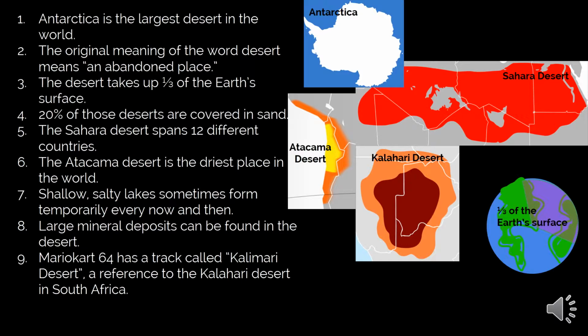The Atacama Desert is the driest place in the world. Shallow salty lakes form temporarily every now and then. Large mineral deposits can be found. Mario Kart 64 has a track called Kalahari Desert, a reference to the Kalahari Desert in South Africa.